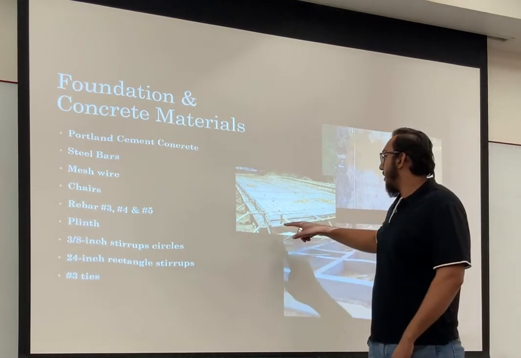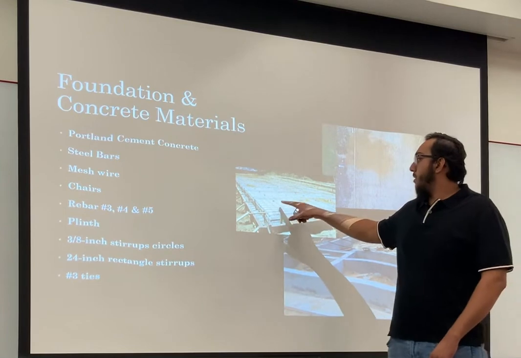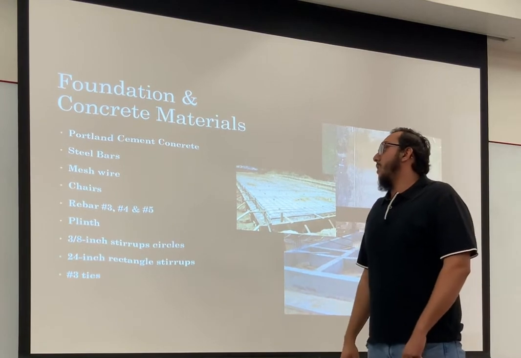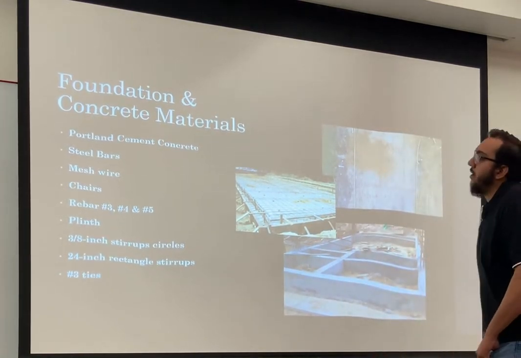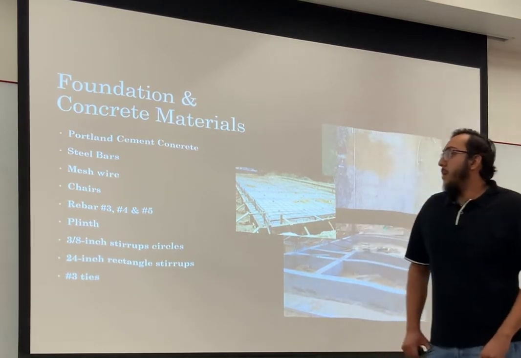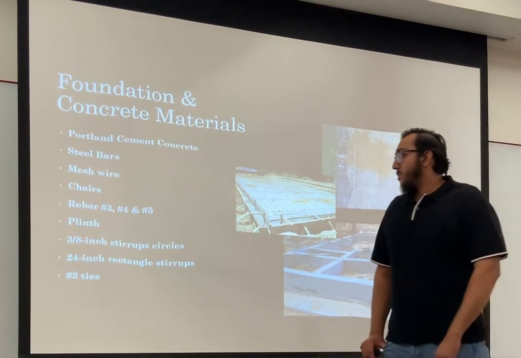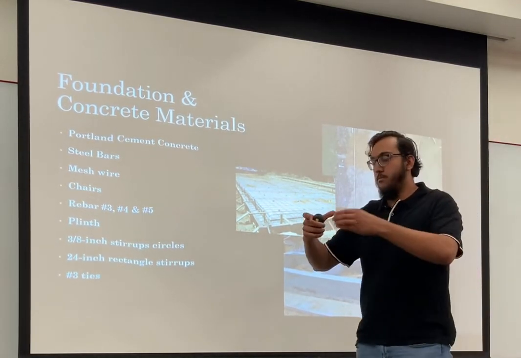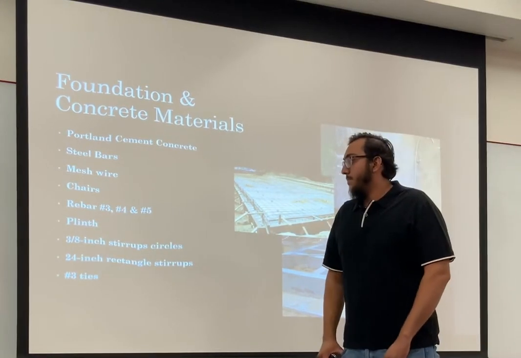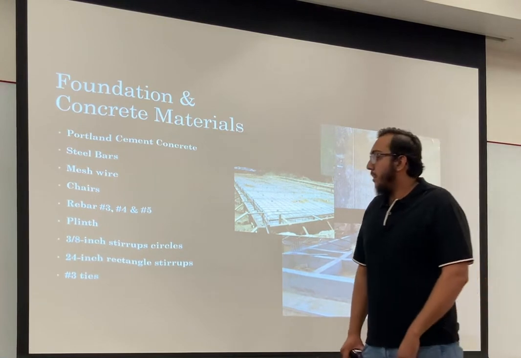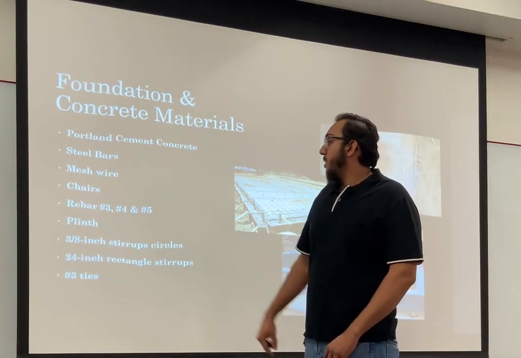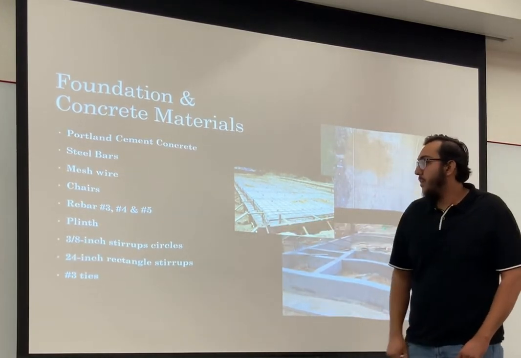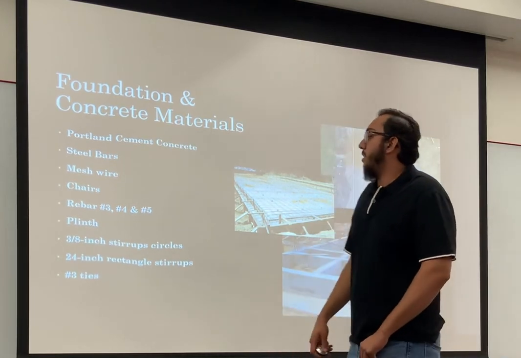And then there are chairs. There are chairs usually underneath the beams, and sometimes they use plastic chairs for the wire mesh. And then there's usually rebar, which is number 3 or number 4 or even number 5, and the 3/8-inch stirrups, circular stirrups that they use for piles. They're usually this wide. Depends on how big. Sometimes it's 14 or sometimes 16 depending on how big the pile is. And then there are 24-inch rectangular stirrups, which are these right here, and they're installed in the beam, the rectangular ones, and they're tied with number 3 ties.